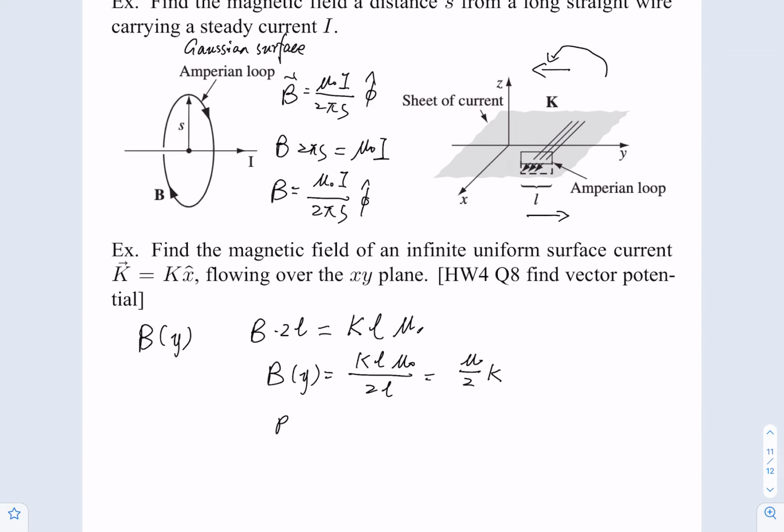However, we need to make sure that B is along the minus y direction for the upper plane, and it's along the plus y direction on the lower plane.